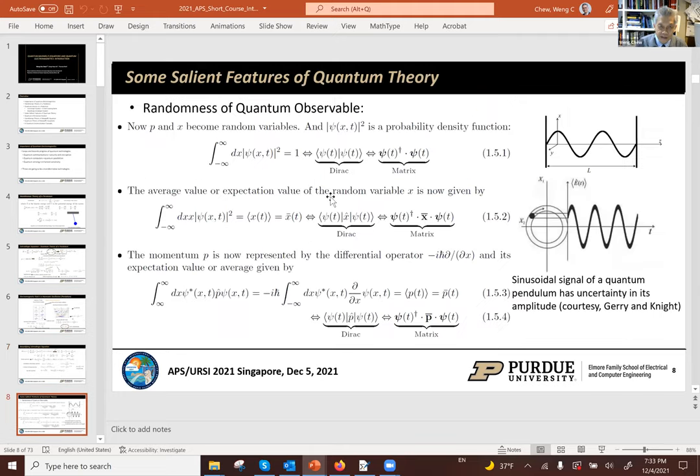So one of the things that comes to our mind, or that you should know, is that observables, which are momentums and positions, become random variables in the quantum world.